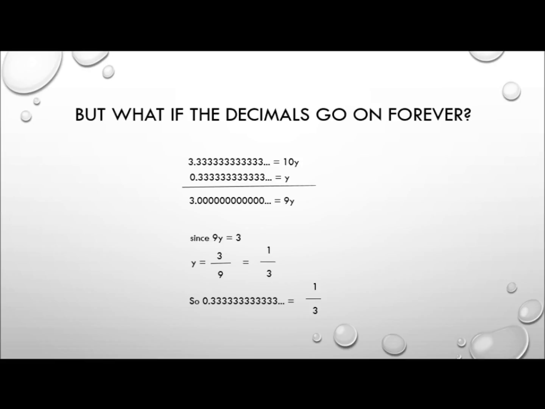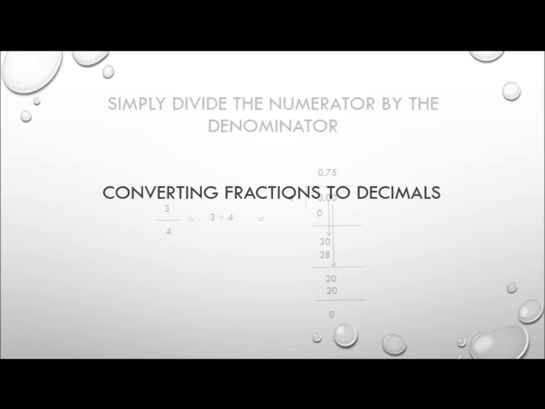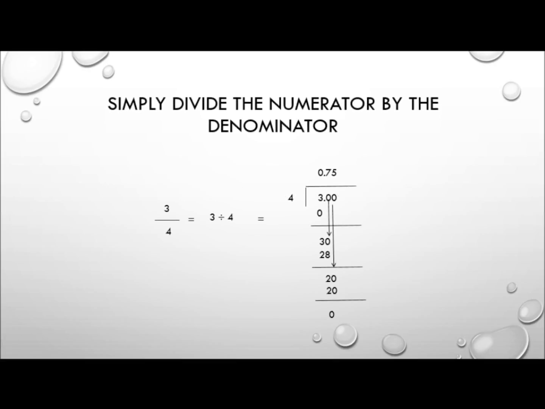Well, if 9y is equal to 3, then dividing both sides by 9, we get y is equal to 3 ninths, which cancels down to 1 third. So 0.33333, where the 3s go on forever, is the same as 1 third. Going the other way and converting fractions to decimals, all we have to do is divide the numerator by the denominator. So 3 quarters is the same as 3 divided by 4, which is 0.75.